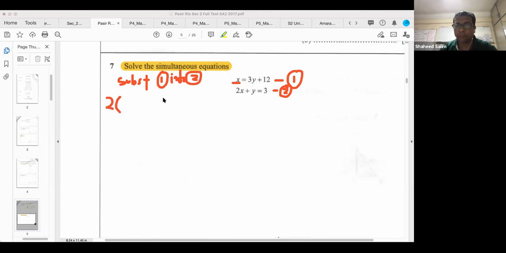2x, I put bracket here. Why? I'm going to substitute this value inside here. So I put inside, in a moment, I'm going to put inside. Then I just copy plus y equals to 3. You put in the value now down here. Now you try to find out what's the value of y you can find. You try?